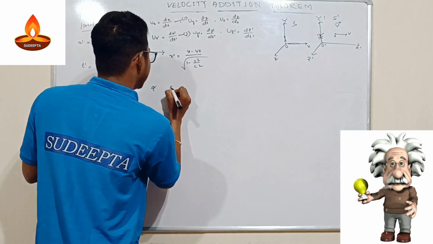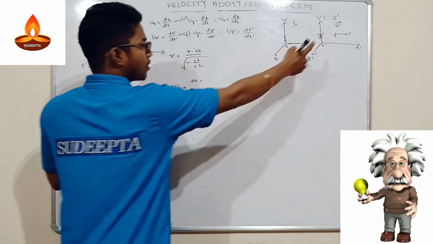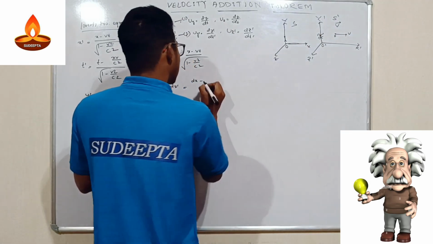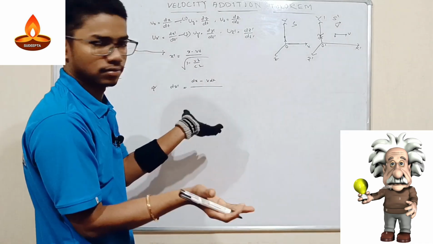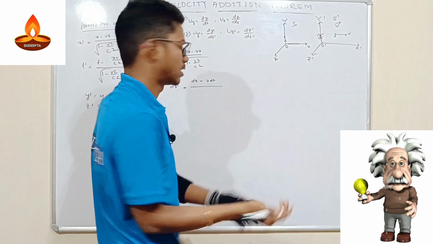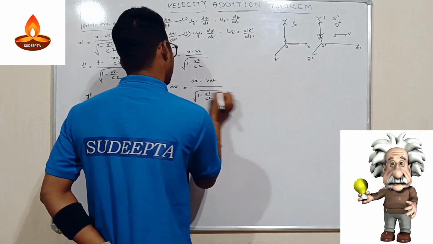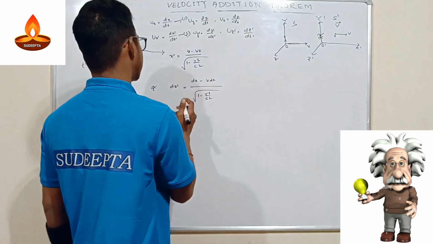So dx dash will be dx minus b dt, where b is a constant velocity. The particle is moving at a constant velocity, so b is constant. And 1 minus b square upon c square is always a constant, since b is constant and c is constant. So it will be dx minus b dt upon root over 1 minus b square upon c square. This is our dx dash.